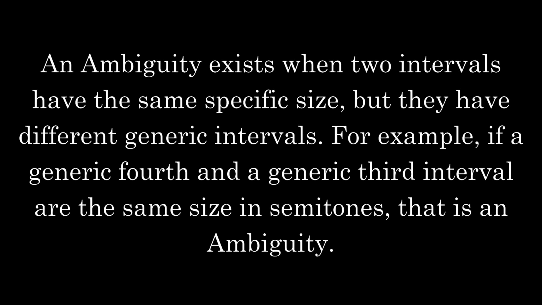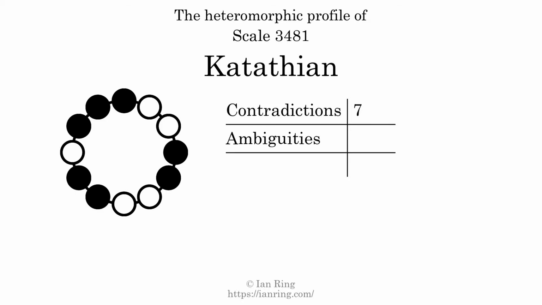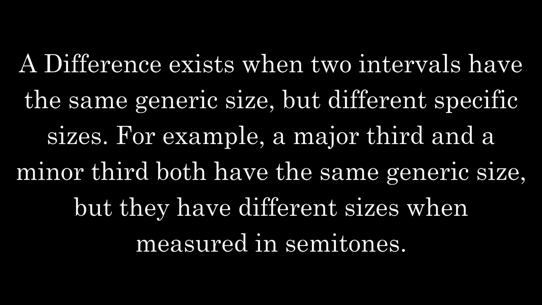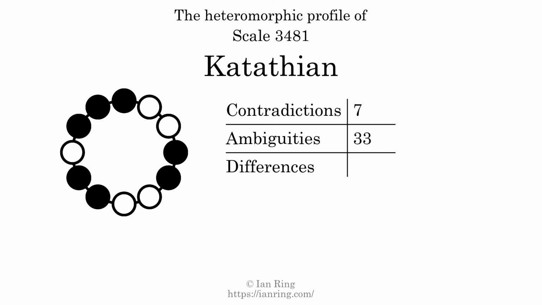An ambiguity exists when 2 intervals have the same specific size, but they have different generic intervals. For example, if a generic fourth and a generic third interval are the same size in semitones, that is an ambiguity. The number of ambiguities in this scale is 33. A difference exists when 2 intervals have the same generic size, but different specific sizes. For example, a major third and a minor third both have the same generic size, but they have different sizes when measured in semitones. The number of differences in this scale is 90.